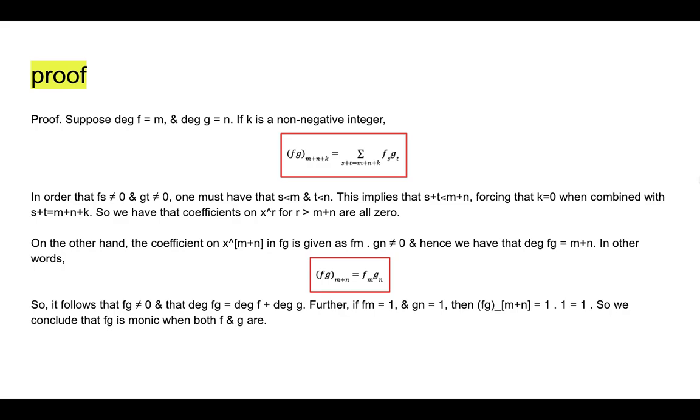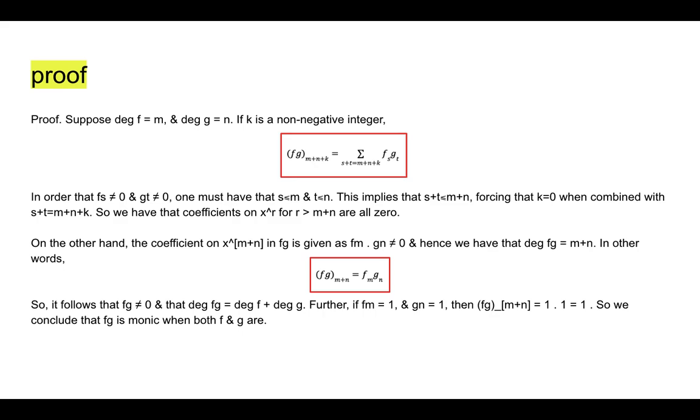So suppose the degree of f equals m and the degree of g equals n, and let k be a non-negative integer. Now, from the formula for the product of polynomials, we know that the coefficient in fg of x to the power m plus n plus k is given as the sum of fs times gt with the condition that s plus t sums to this power on x, which is m plus n plus k. This is standard.